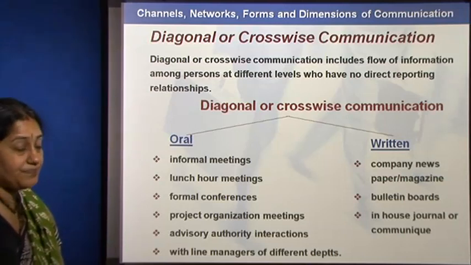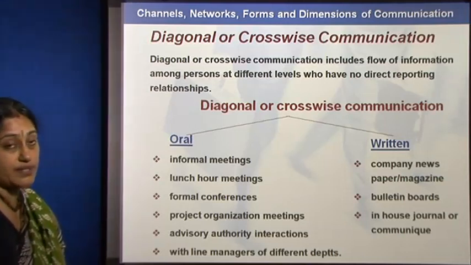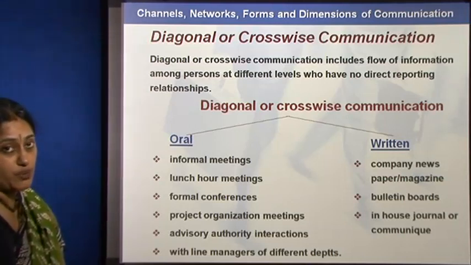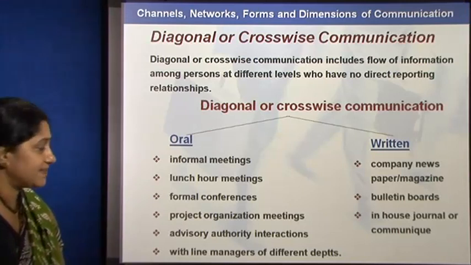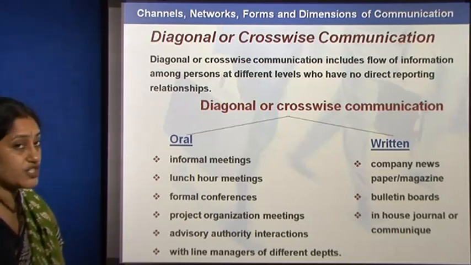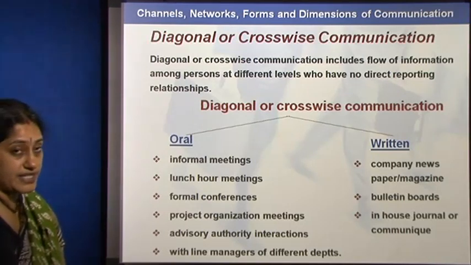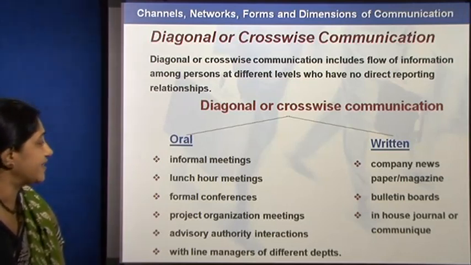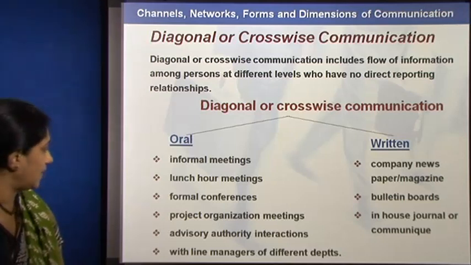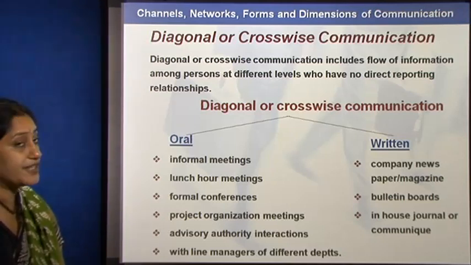Informal meetings, a training officer could go and sit with the production manager to see what are the issues which he is facing so that it can be addressed through trainings. Lunch hour meetings, formal conferences, project organization meetings. They sit through these meetings to see which are the areas where certain levels of training is required. Advisory authority interactions with line managers of different departments.